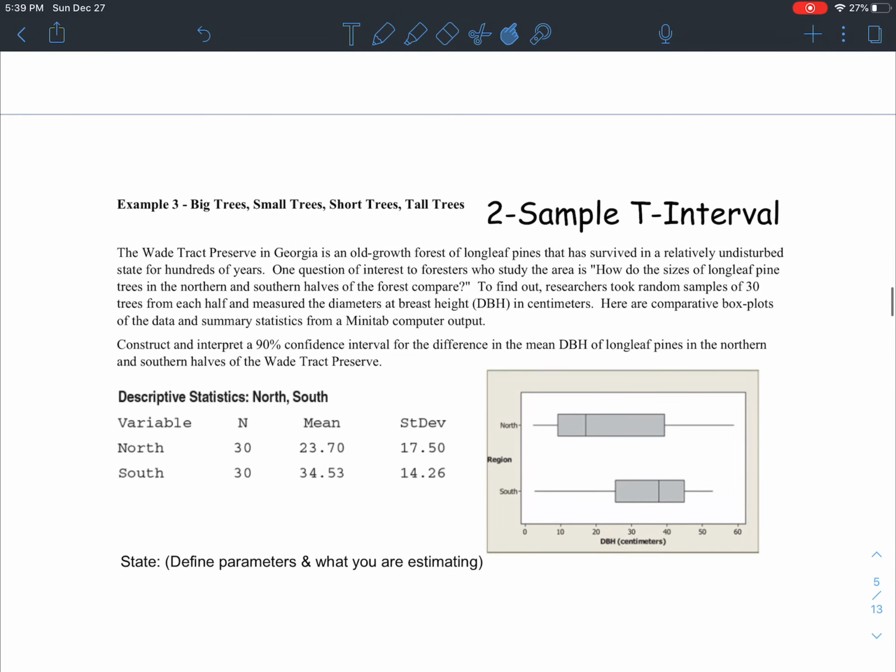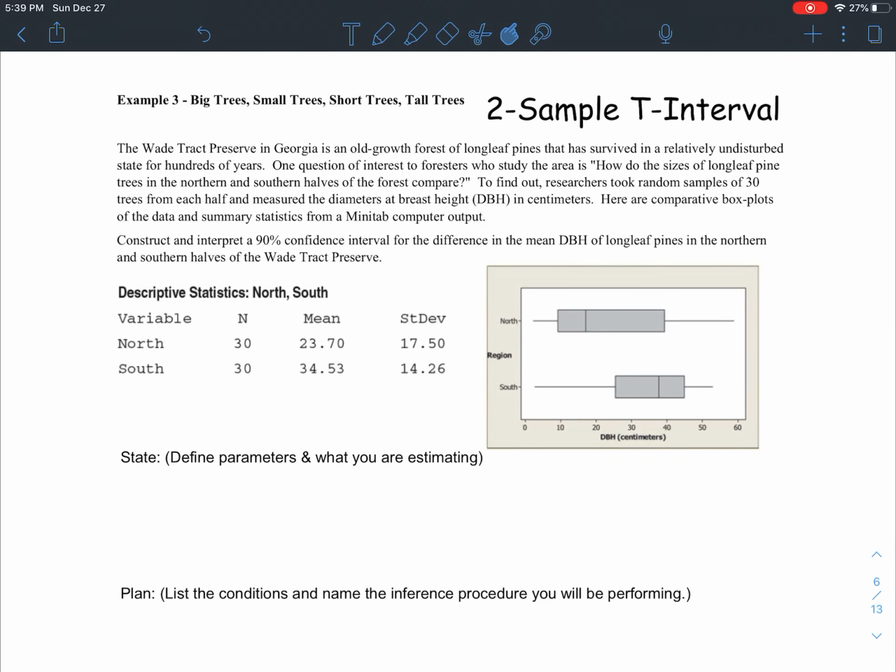Okay, so let's see if we can walk through an example of how to find a confidence interval for where the difference of two sample proportions would be located here. Okay, here we're talking about the Wade Tract Preserve in Georgia. It's an old growth forest of longleaf pines that has survived in a relatively undisturbed state for hundreds of years.